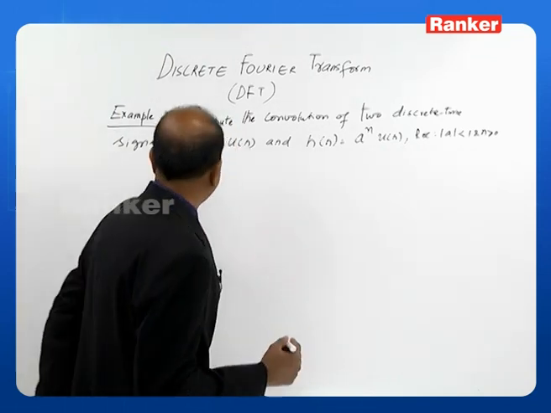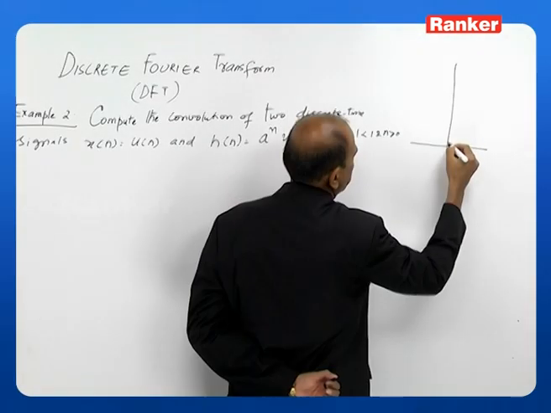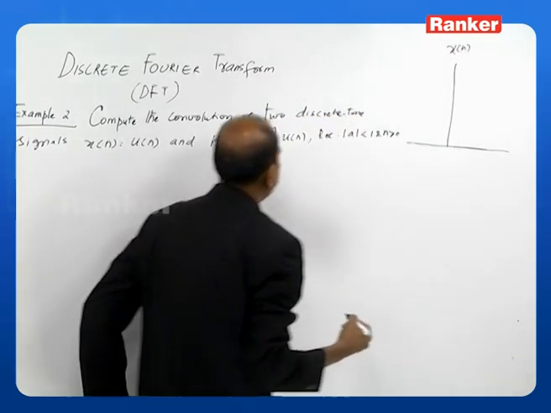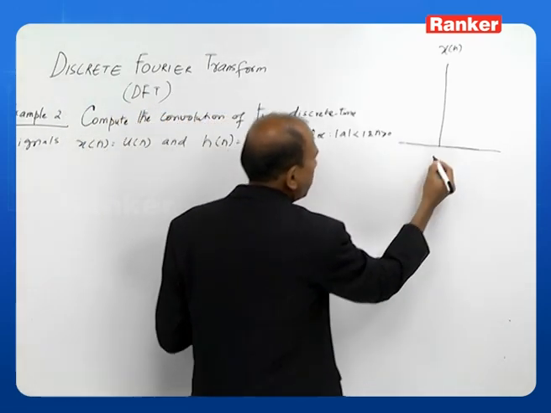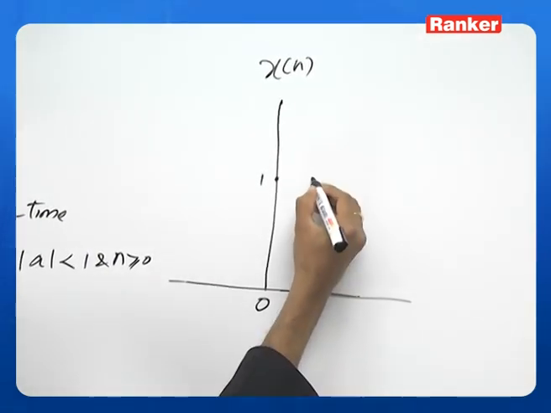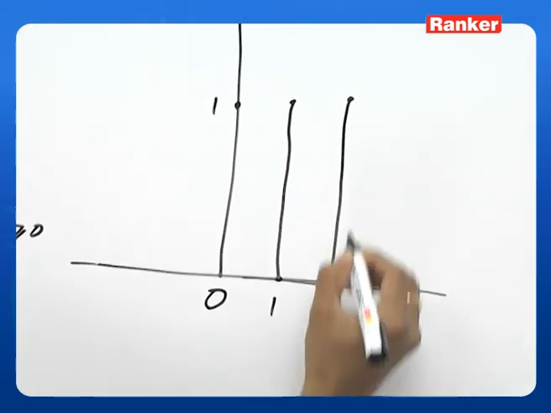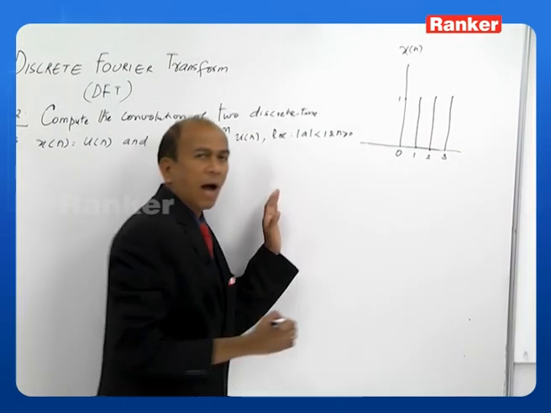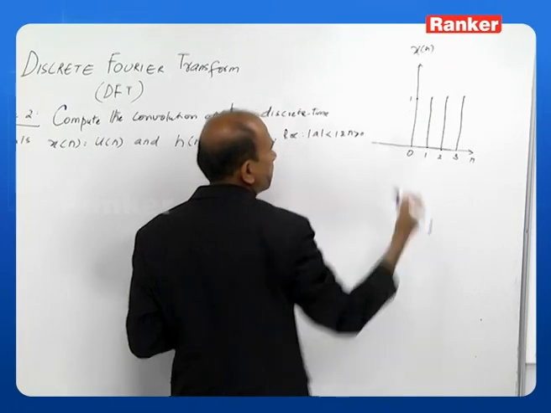So let us see here, x of n is given as u of n. Let us say this is my x of n. So what will happen here? At 0, it will have a value of 1. At 1, it will again have a value of 1, and so on. So this is our n, this is our x of n.